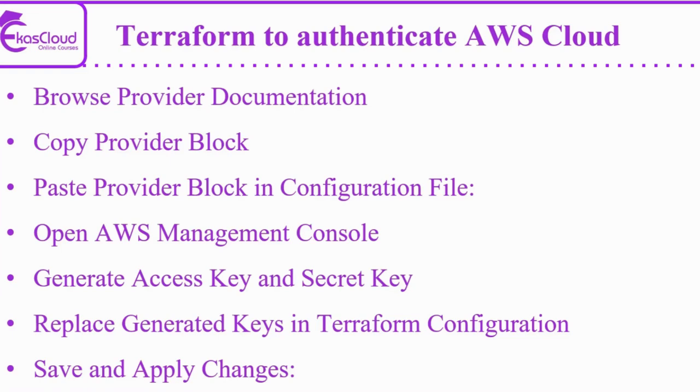Here is a step-by-step guide on how to authenticate Terraform to work with AWS. Browse provider documentation, copy provider block, paste provider block in configuration file, open AWS Management Console, generate access key and secret key, replace generated keys in Terraform configuration, save and apply changes. Let's see one by one.